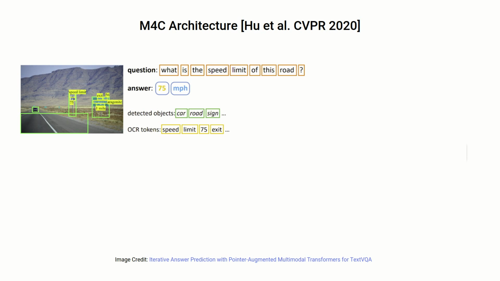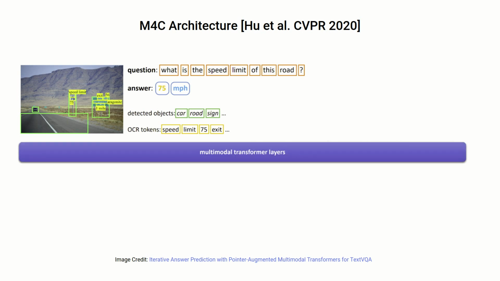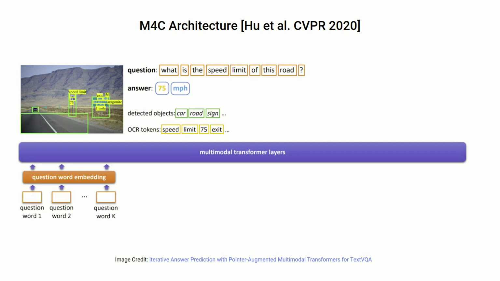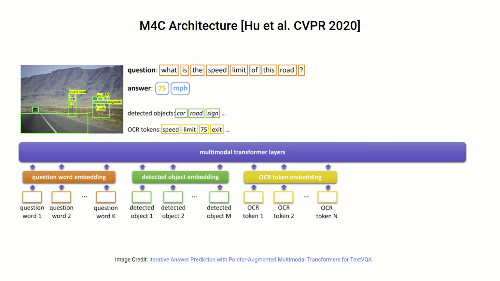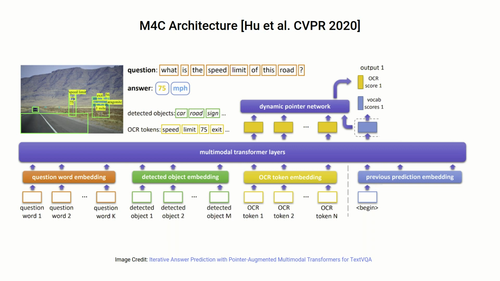Let's walk through an example to understand how it works. We are given a question, what is the speed limit of this road? And this image and the OCR and the object tokens that are detected in it. We take some multimodal transformer layers and feed the tokenized question, object, and OCR embeddings to them. We generate the answer by stepwise decoding. We push in a start token and compute the similarity of the predicted embedding with the static vocabulary and the OCR embeddings. Finally, an argmax is taken to decode the step's output.